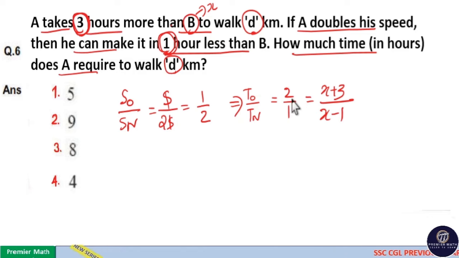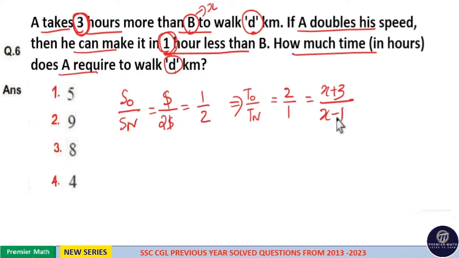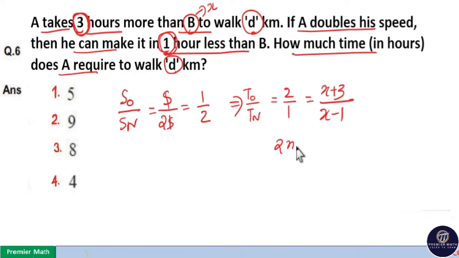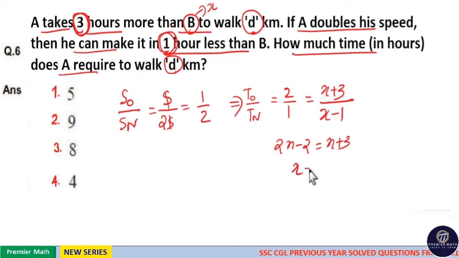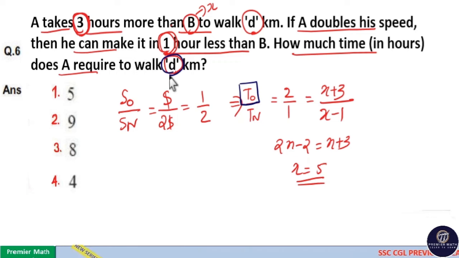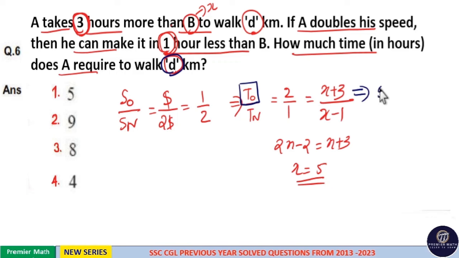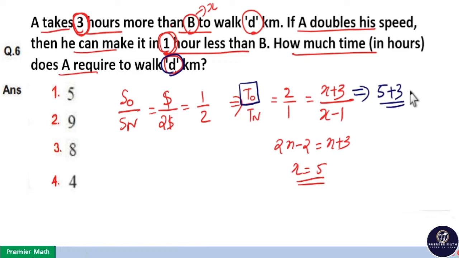Now 2 by 1 is equal to X plus 3 by X minus 1, which means 2X minus 2 is equal to X plus 3. So 2X minus X is equal to X, and X is equal to 5. If X is equal to 5, we need the time taken to cover d kilometer at the old speed, that is X plus 3, which is 5 plus 3, that is 8. Option 3 is your answer.